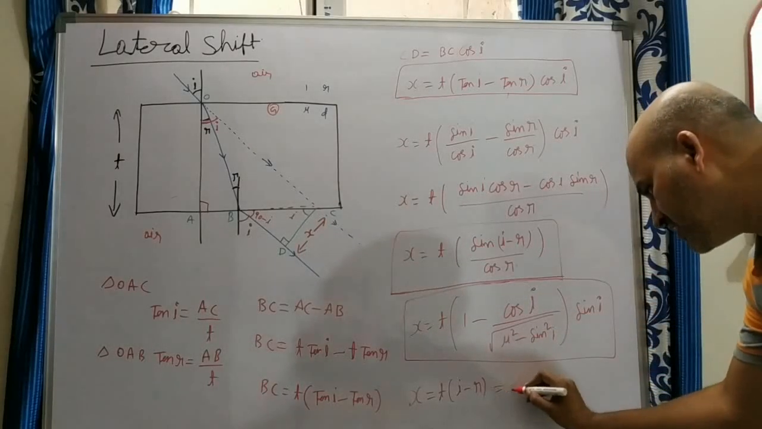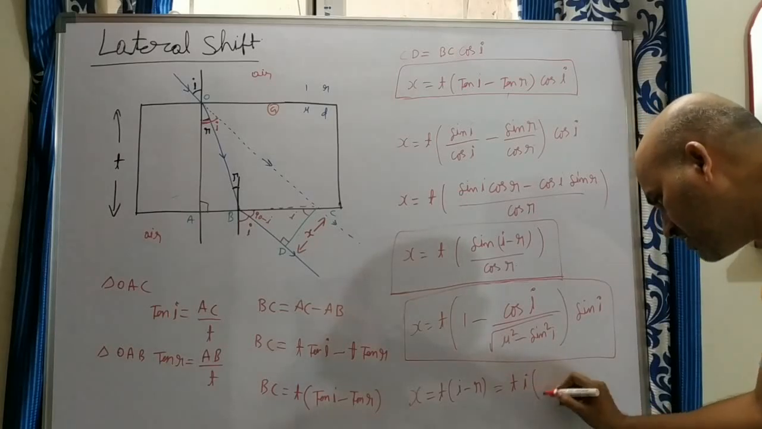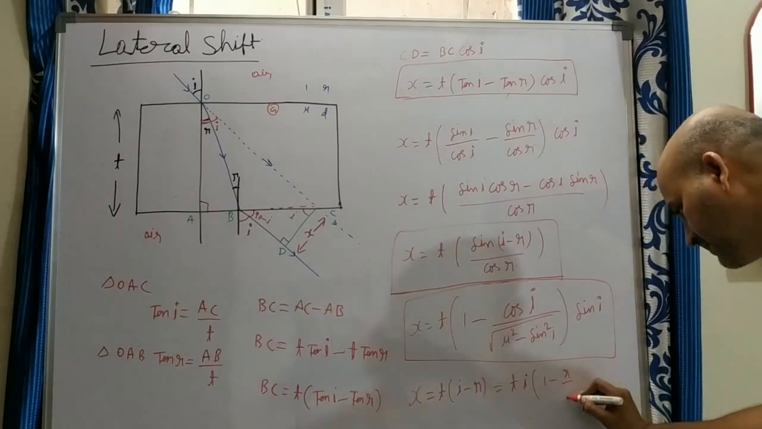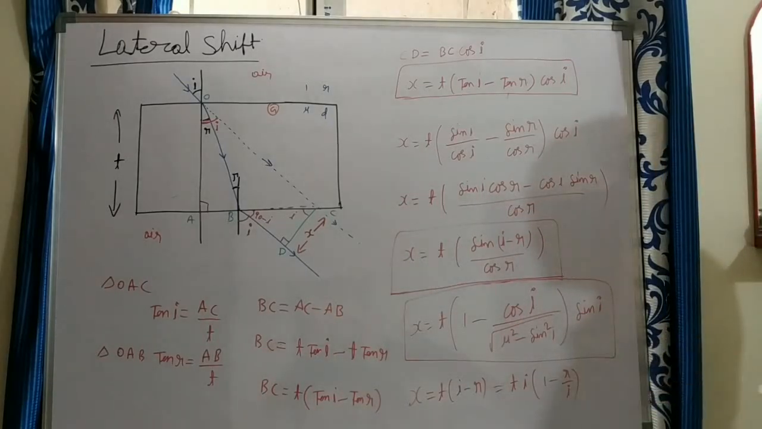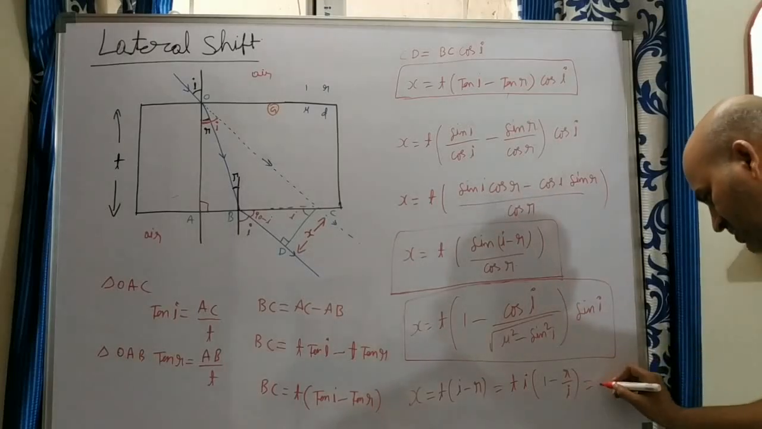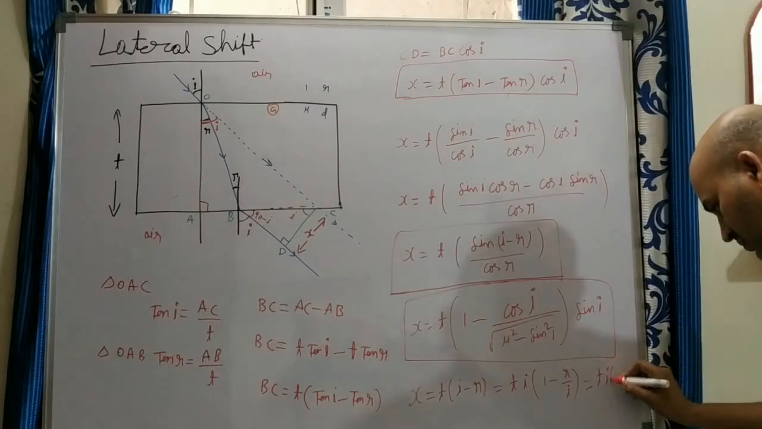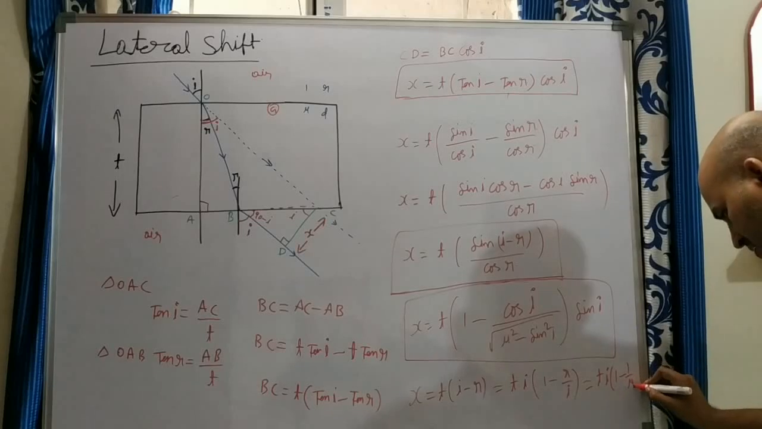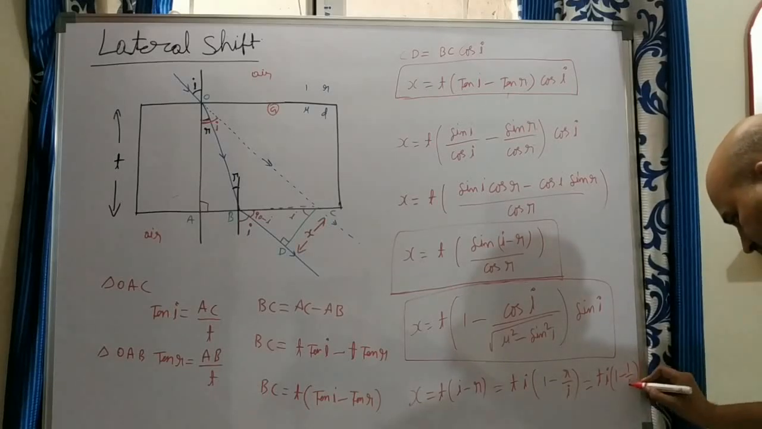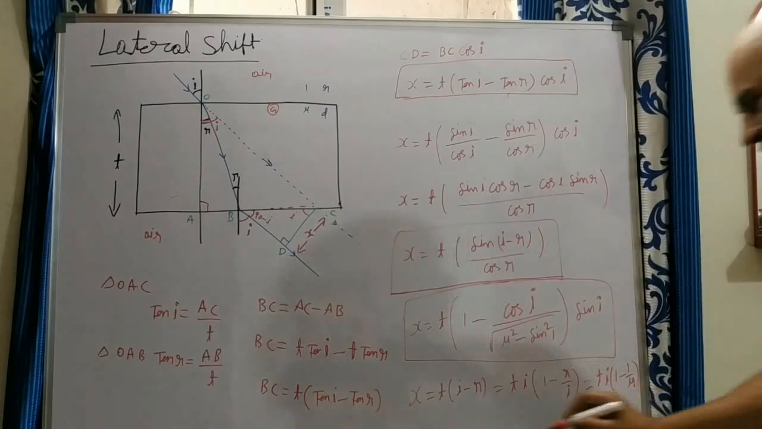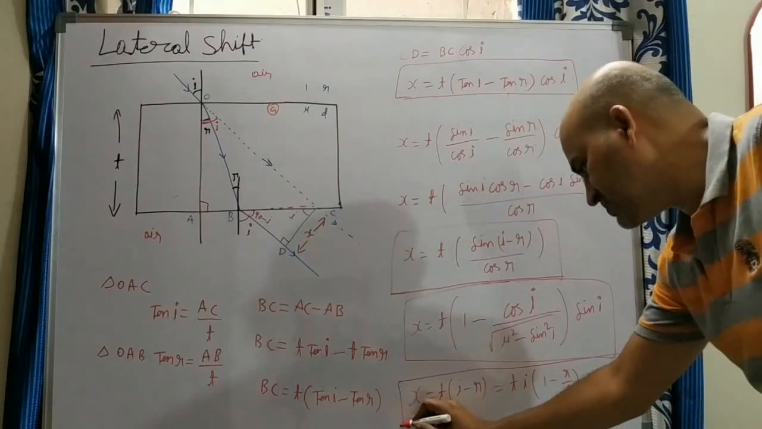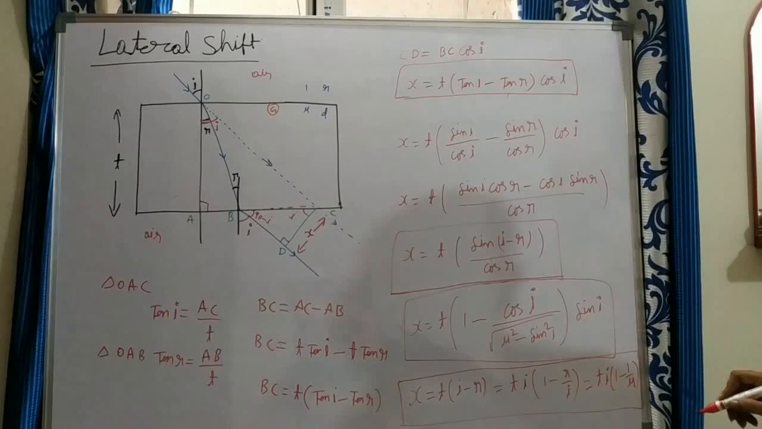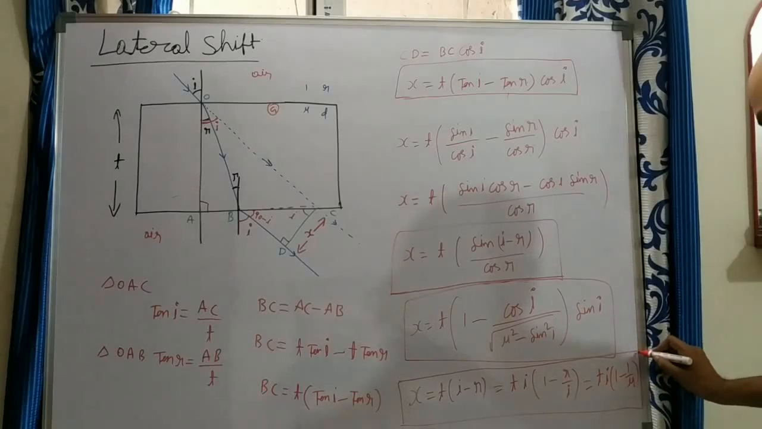Here take I common, that is T into I common, that is 1 minus R by I. Suppose sin R by sin I is the reciprocal of refractive index, so we can write like this, T I into (1 minus 1 by mu). Then we can write this for small angles of incidence and refraction. Of course, if incidence is small, refraction is also small.